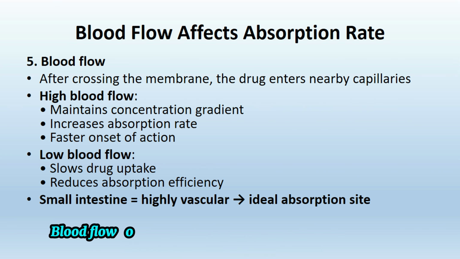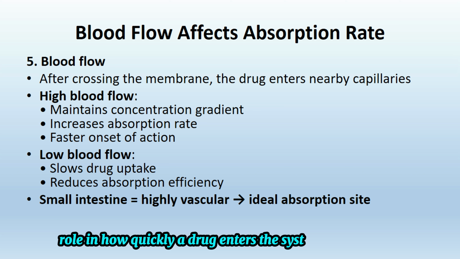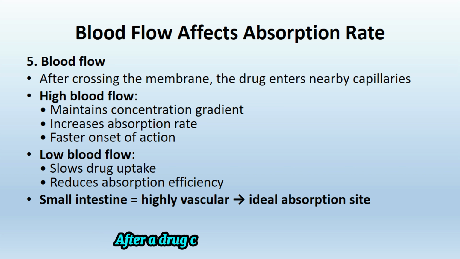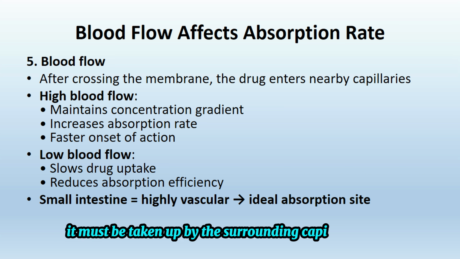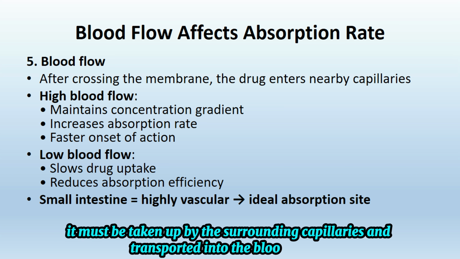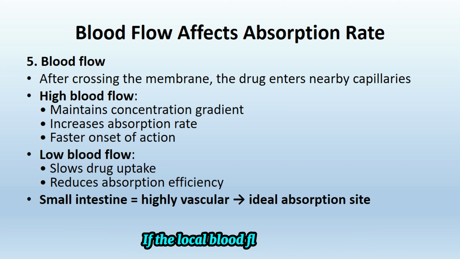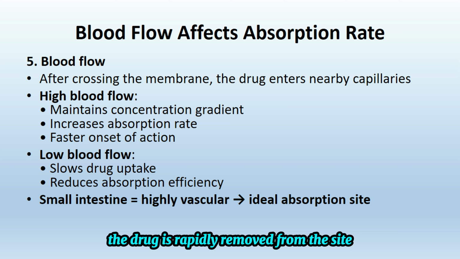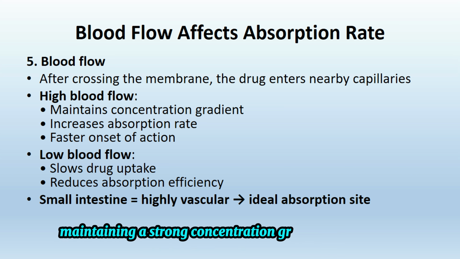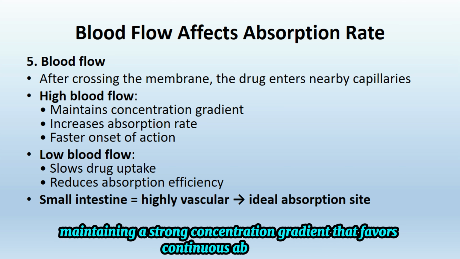Blood flow, or blood perfusion, at the absorption site plays an important role in how quickly a drug enters the systemic circulation. After a drug crosses the intestinal wall, it must be taken up by the surrounding capillaries and transported into the bloodstream. If the local blood flow is high, the drug is rapidly removed from the site, maintaining a strong concentration gradient that favors continuous absorption.